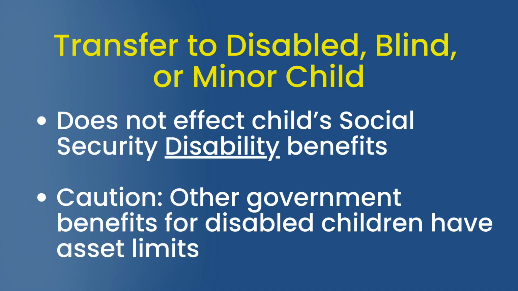Another exempt transfer is a transfer to a disabled child. It's actually a disabled, blind, or minor child. But what we see most often is transfers to a disabled child. Now, this can look different depending on the situation. You could have a child who's on Social Security disability because they maybe were injured at work, but they're not on any other government benefits. They're not receiving Medicaid themselves. They're not receiving any sort of supplemental security income. They're getting Social Security disability, which means they're allowed to have assets in their name. You can transfer assets to a child who's on Social Security disability, and that's an exempt transfer for Medicaid purposes.